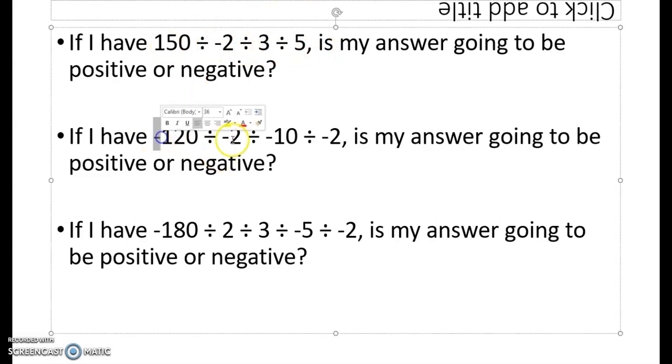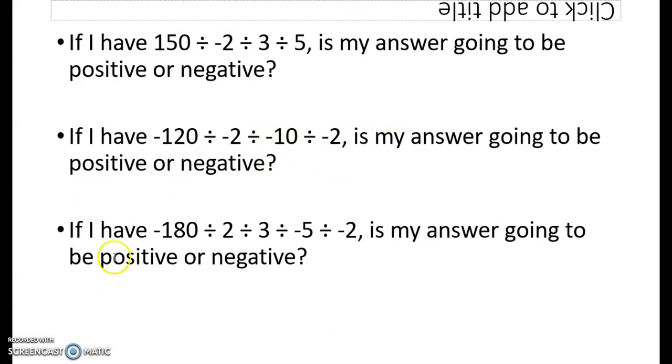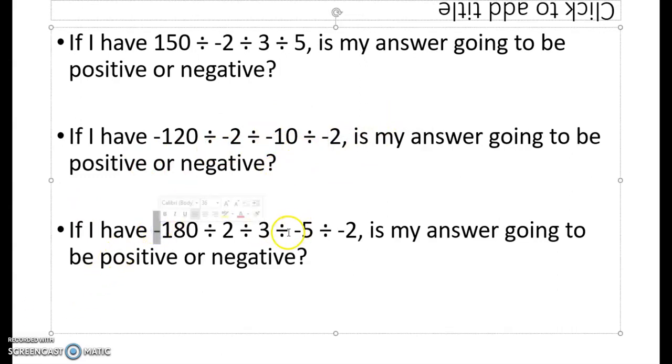Here we have one negative, two negatives, three negatives, four negatives. 4 is even, so the answer here would be positive. One negative, two negatives, three negatives. 3 negatives is odd, so the answer is negative.